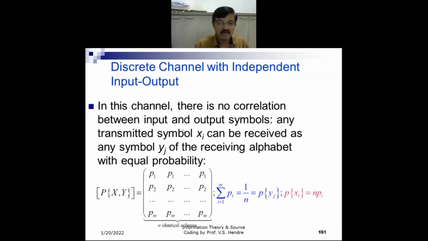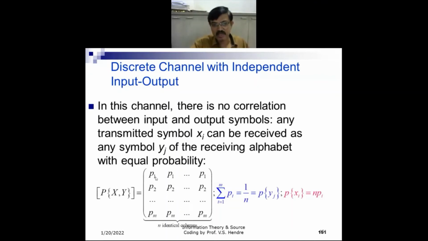If I look at the joint probability matrix for such an independent input, independent output channel, then we can observe that p of x comma y has the same probability in the first row. That is, the probability of all symbols in the first row is p1. Probability of all symbols in the second row is p2. Like that, the probability of all symbols in the mth row is going to be pm. In our earlier case, we observed it is p of 1 comma 1, 1 comma 2, 1 comma 3, 1 comma m, 2 comma 1, like that.